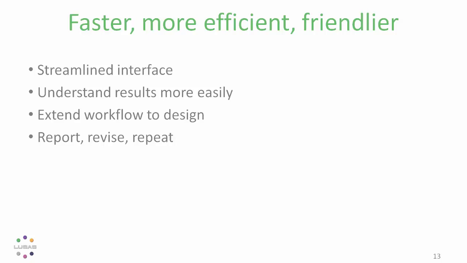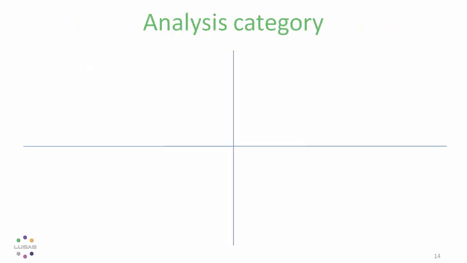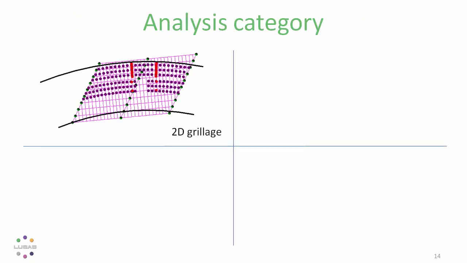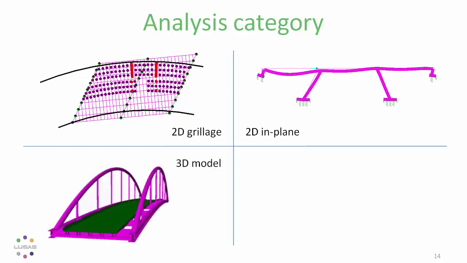So part of streamlining the interface is understanding what type of analysis you're going to do to start with. So whether you're doing a two-dimensional grillage, a two-dimensional structure, a three-dimensional structure, or an axisymmetric, LUSAS will adapt the interface to suit and reduce the clutter that the engineer has to deal with.